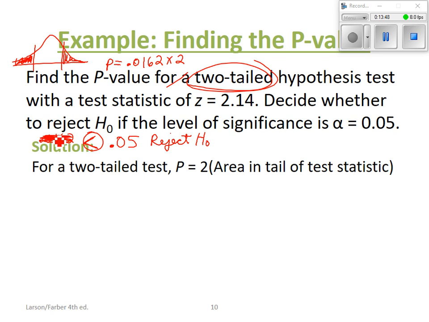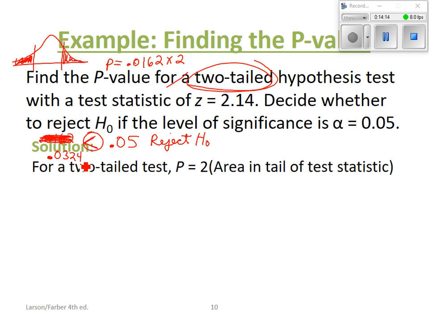Just take it twice. 0.024. Oh, no. Right, I forgot the six. I'm the only one doing it. I already did it in my head. I thought you were doing it. 0.0324. She's correct.